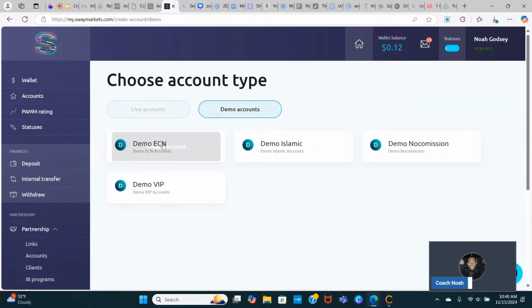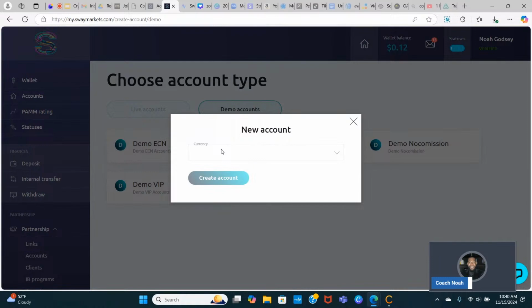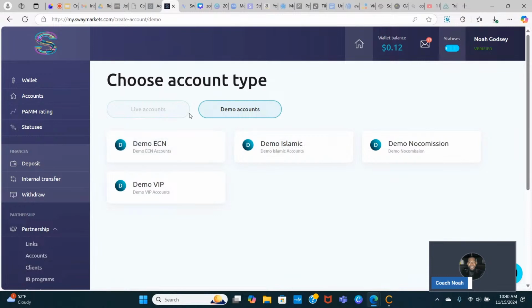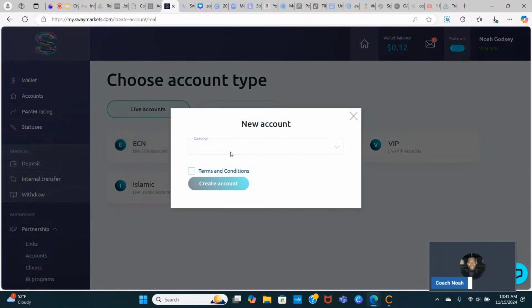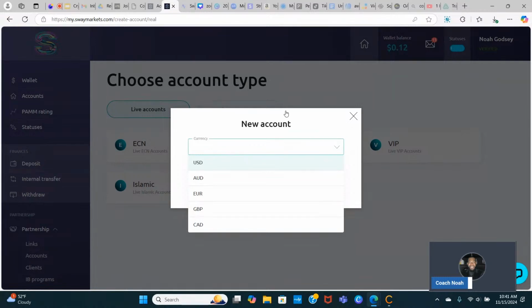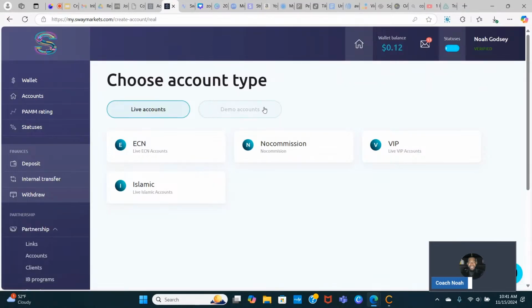So create a demo account over here, demo ECN, choose your currency, and then create account. All right, I'm not going to do it because I've already created one. Then you could create a live account, right? Come over here to ECN, same process, right? ECN, choose your currency, boom, and then create account.